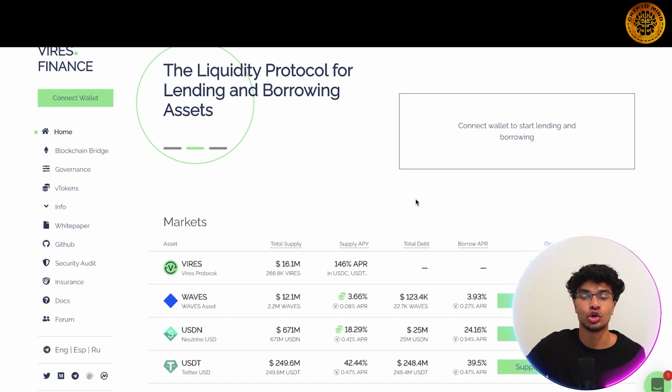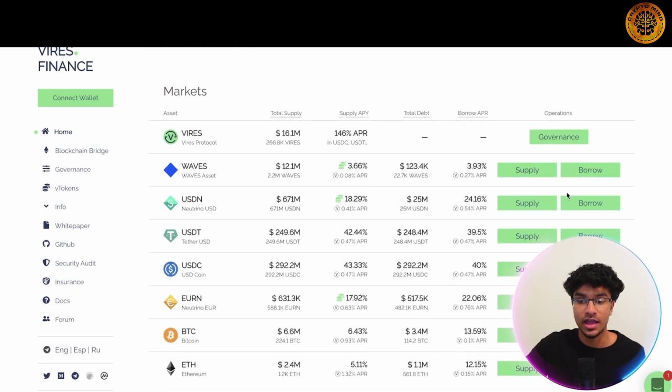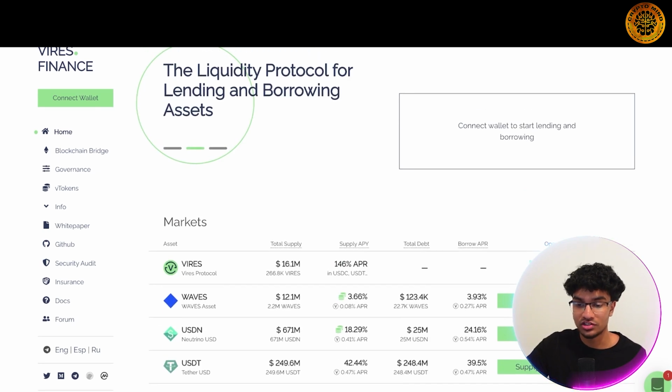As you can see right on their homepage, you have an option to connect your wallet to start lending and borrowing. And here are some of their assets in their market. You can supply and borrow the Waves asset, USDT, USDC, and all these different coins, as well as Bitcoin and Ethereum. Pretty cool stuff. You're able to earn a percentage of APR on them as well.